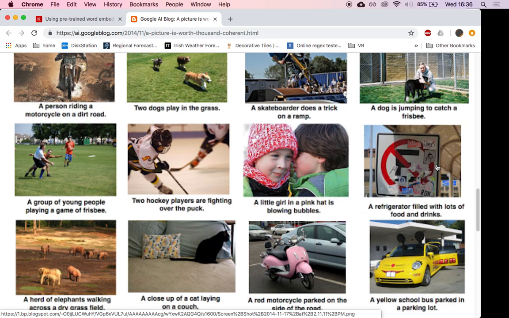Would there be a way for the algorithm to say it doesn't know what's going on in the photo? Because there are many situations in real life where you look at a photo and you don't know. No, I think it will just produce something. That's all it's asked to do. It will just produce something.